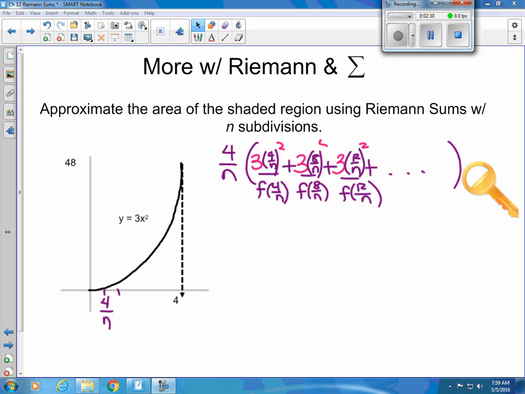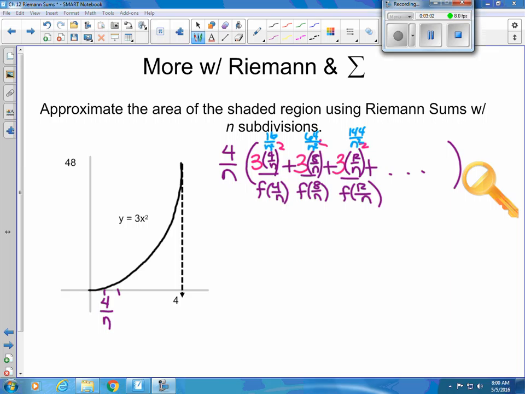It may help you to actually look at what this might be. And just to do so, I'm going to write it right above here. This would just be 16 over n squared. You follow that? This would be 64 over n squared. And this would be 144 over n squared. It's not necessary that you do that every time. I just want you to see it because of what's happening here.